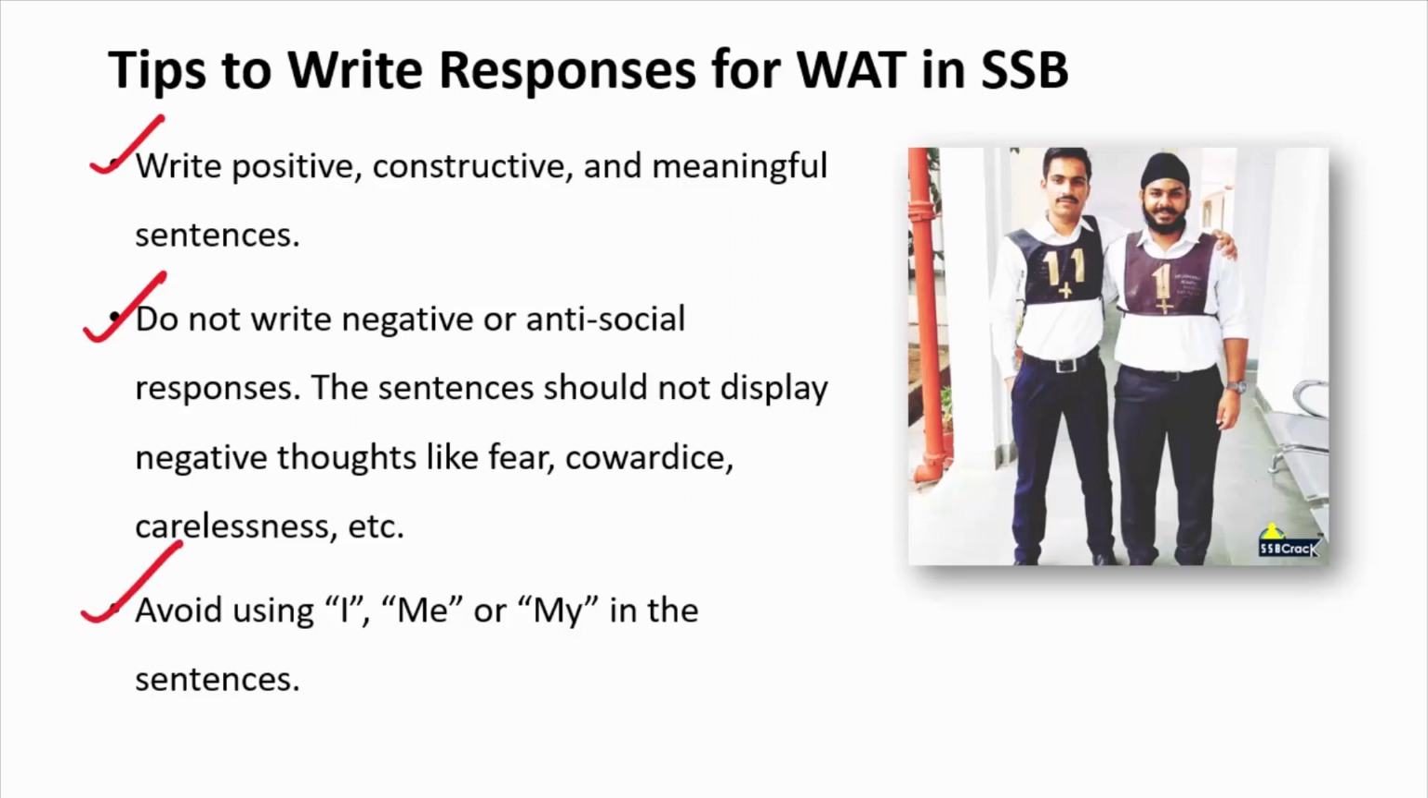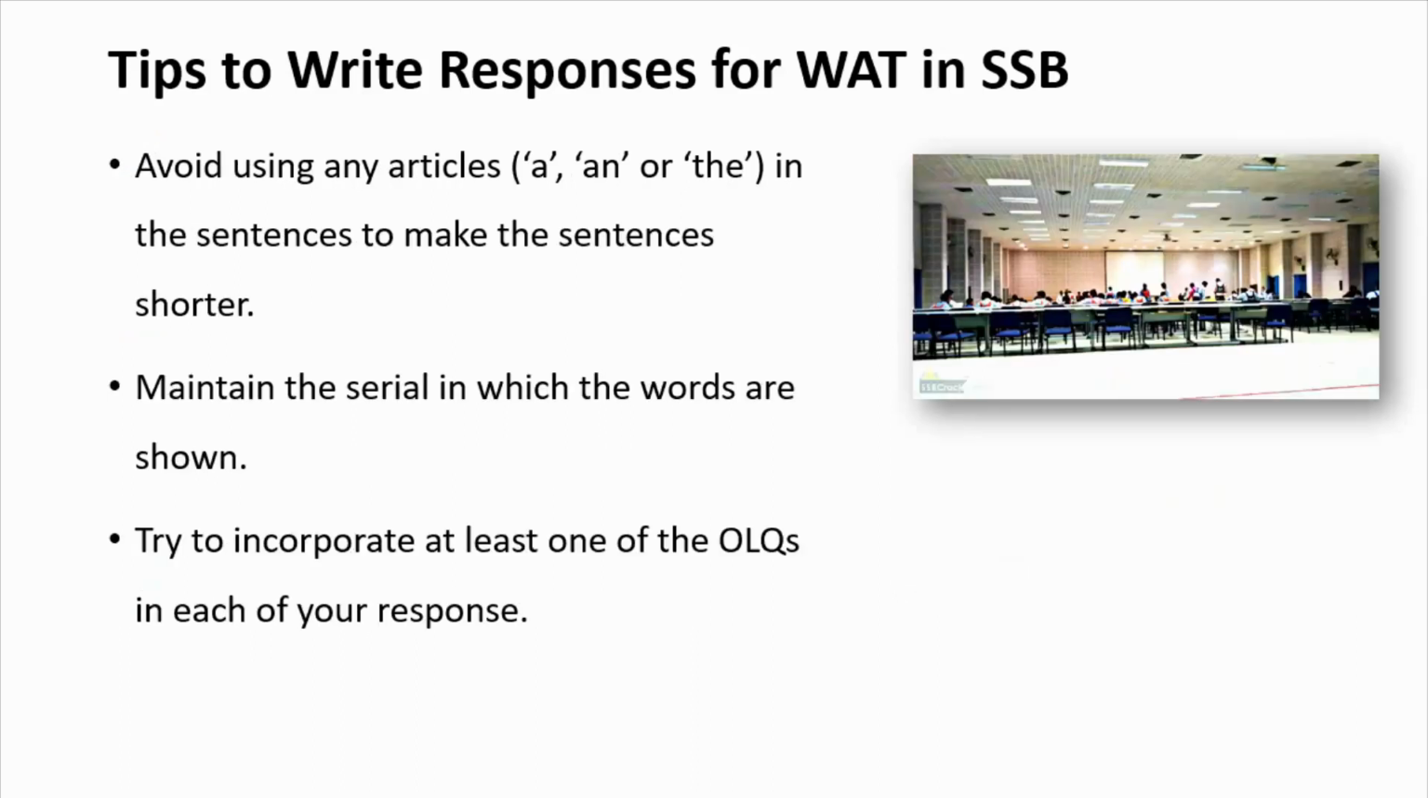Avoid using I, me, or my in the sentences. This will show you are self-centric. For example, instead of writing I choose my friends carefully, you can say one chooses one's friends carefully. Next, avoid using any articles like a, an, or the in the sentences to make the sentences shorter. Maintain the serial in which the words are shown.